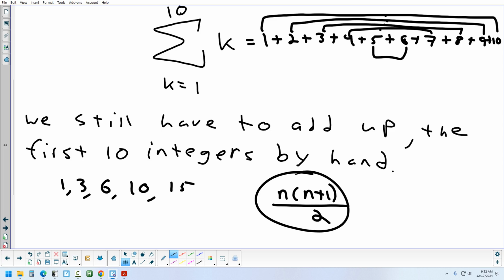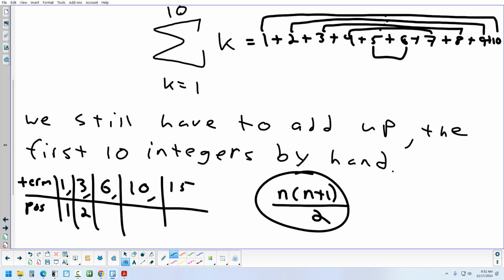I want you to look at that. You don't know how I came up with that maybe, but that's okay. So here's the term, here's the position. Remember, each one of these terms represents a sum, like this is adding up the first 2, first 3, first 4, first 5. Let's plug in 4 to that formula and see what we get. What's 4 plus 1? 5. What's 5 times 4? 20. And 20 divided by 2? 10. Let's plug in 5. What's 5 plus 1? 6. 6 times 5? 30. And what's 30 divided by 2? 15.